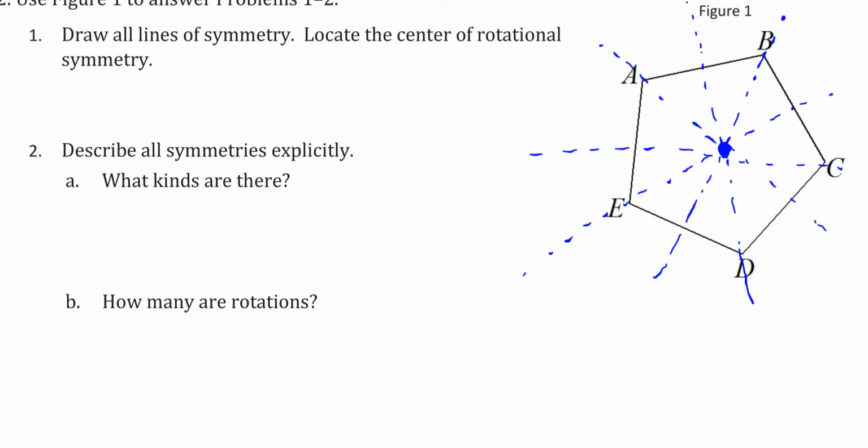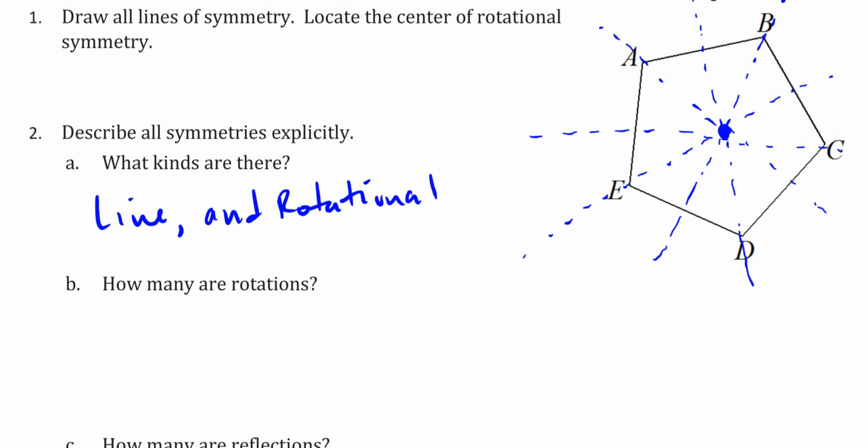So describe all symmetries. So they have line symmetry. This has rotational symmetry. This shape does not have point symmetry. If I was to turn my paper upside down, I would not get back the same picture.